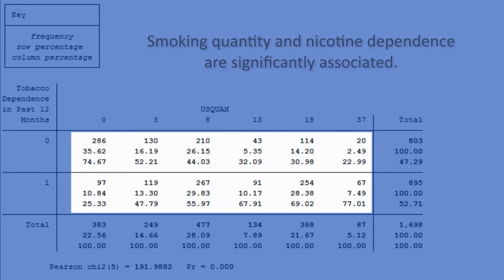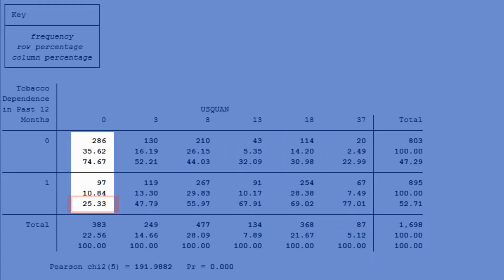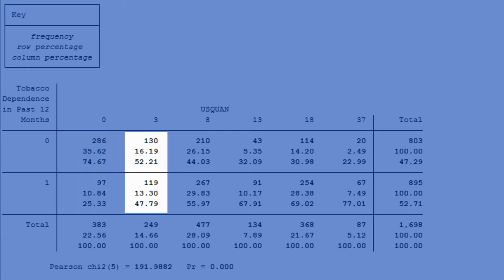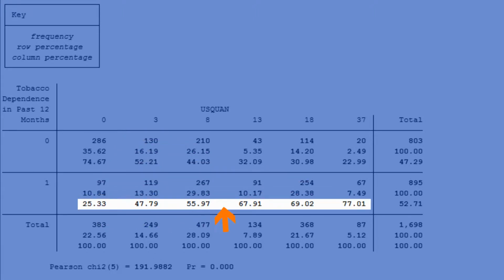In examining the column percents here of each smoking group with nicotine dependence, we see generally higher rates of nicotine dependence among groups that smoke more. So among non-daily smokers, only 25% are nicotine dependent. Among those smoking 1 to 5 cigarettes per day, indicated by a code of 3, nearly 50% meet criteria for nicotine dependence. Those numbers increase with higher levels of smoking.